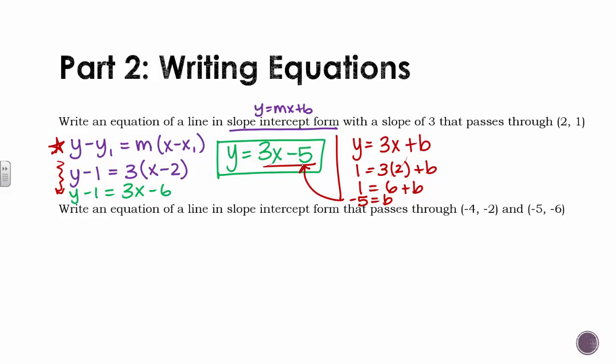So write an equation of a line in slope-intercept form that passes through those 2 points. So same idea as before. It doesn't matter what we start with, we always need the slope. So let's find the slope between these two.